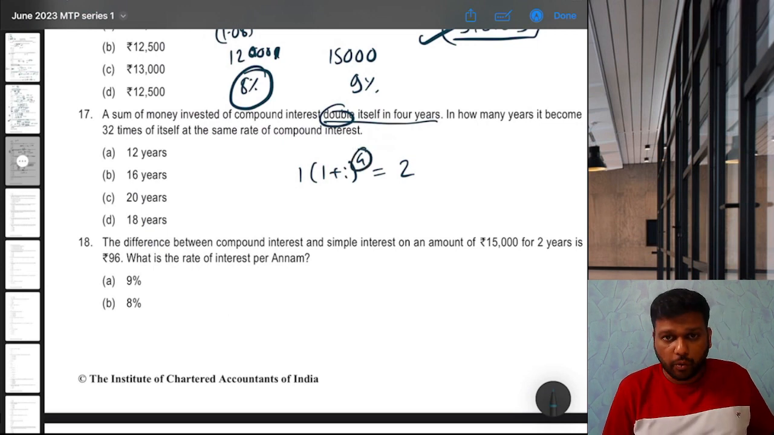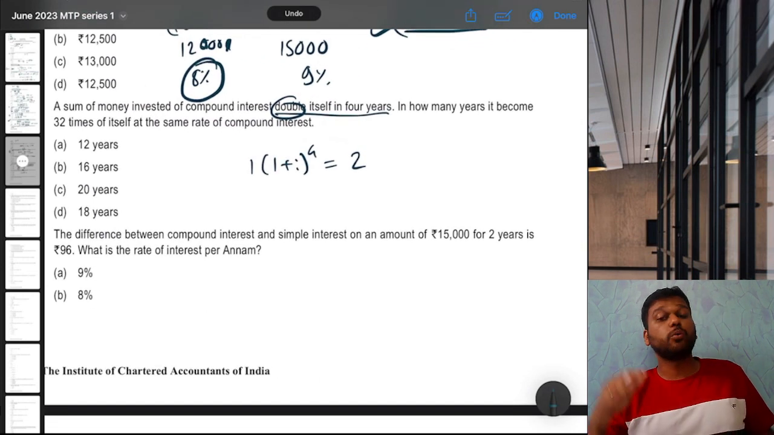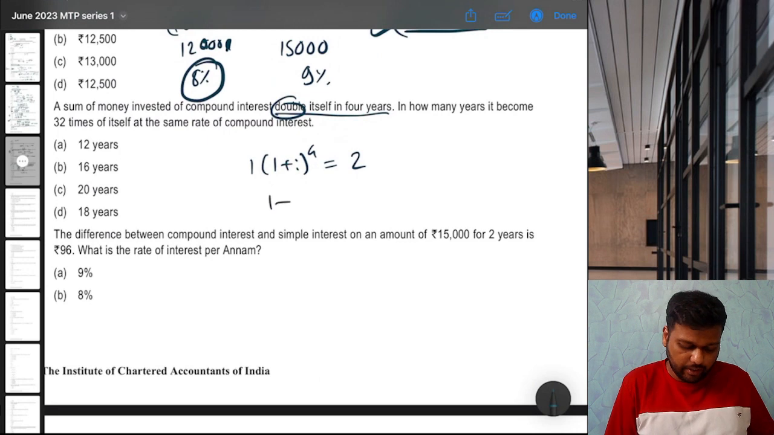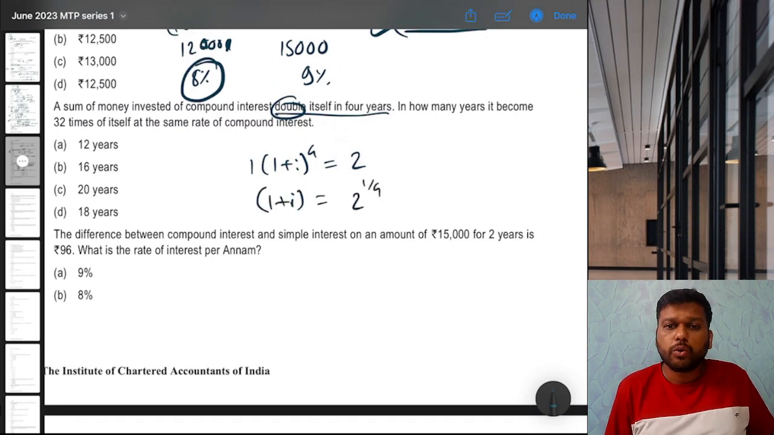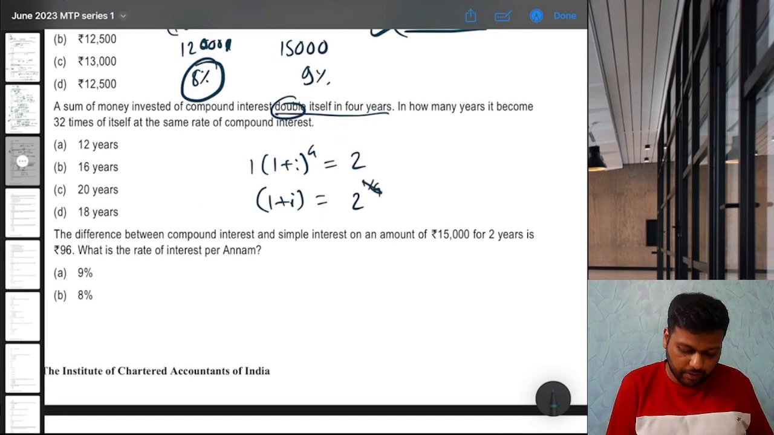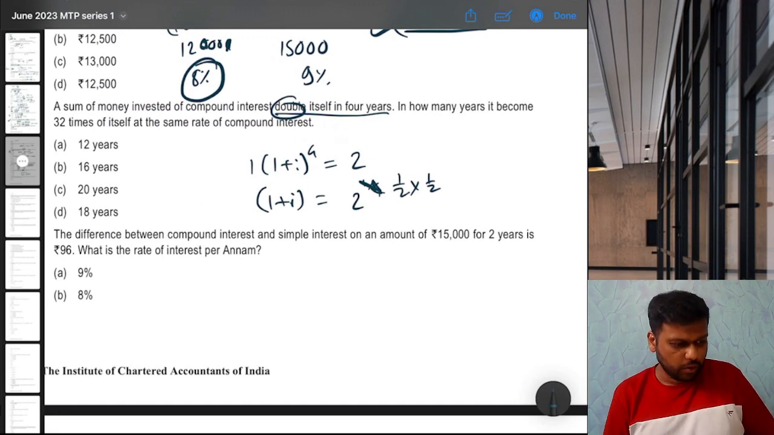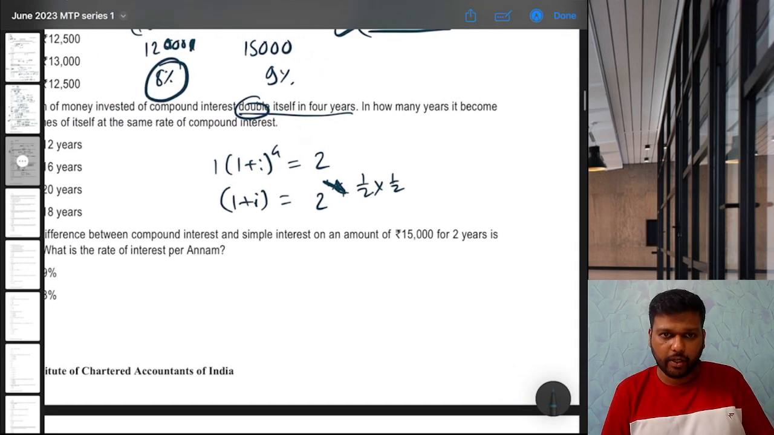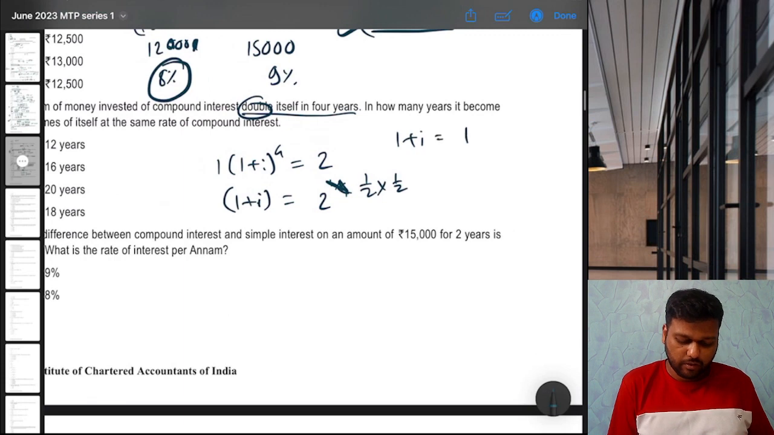Okay, how do we get that I? If you have raised to 4, then you don't need to go to the 12 times square root method. You will have 1 plus I is equal to 2 raised to 1 by 4. 2 raised to 1 by 4 is nothing but the square root of the square root of 2, because 1 by 4 is half into half. So 1 plus I is 1.1892. That means I is equal to 0.1892 or 18.92%, right?